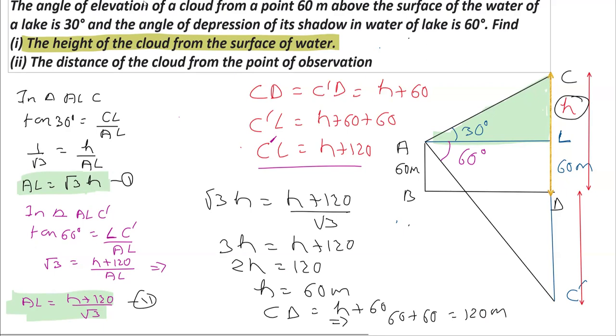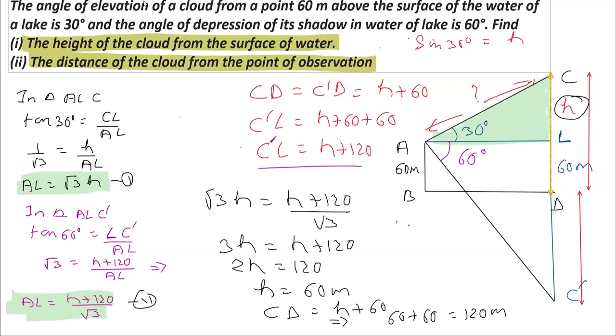Now we have another part where we have to find the distance of the cloud from the point of observation. So this time we have to get this length, that is AC. Now we can apply sine here. As we know the perpendicular, we have to get the hypotenuse. So sine 30 is equal to perpendicular, which is H, whose value we have already calculated as 60, over the hypotenuse. Replacing sine 30 with half, and H with 60, over AC, we'll get this as 120 meter.